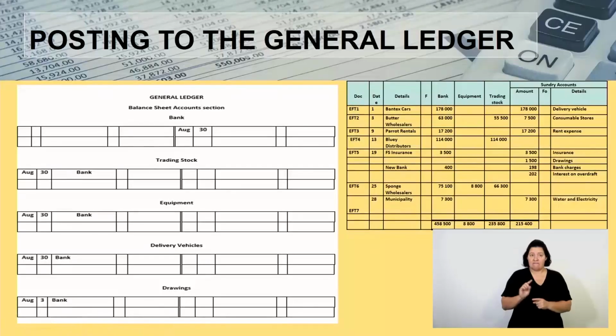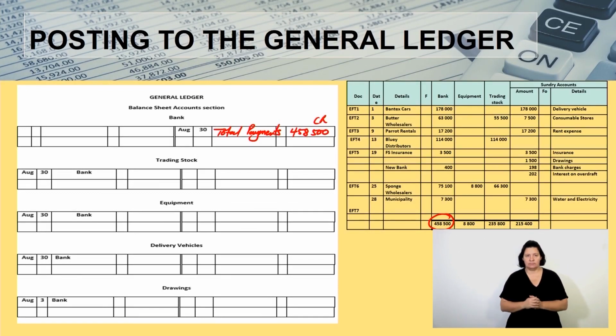Let's begin. The first account that we are going to post to is the bank account. Remember, this is the CPJ, so we are paying. So we're going to come now to the credit side and we're going to have our total payments. Our total payments, and we're going to take the 458,500. Here it is, 458,500. After that, we're going to come and post to the trading stock account.